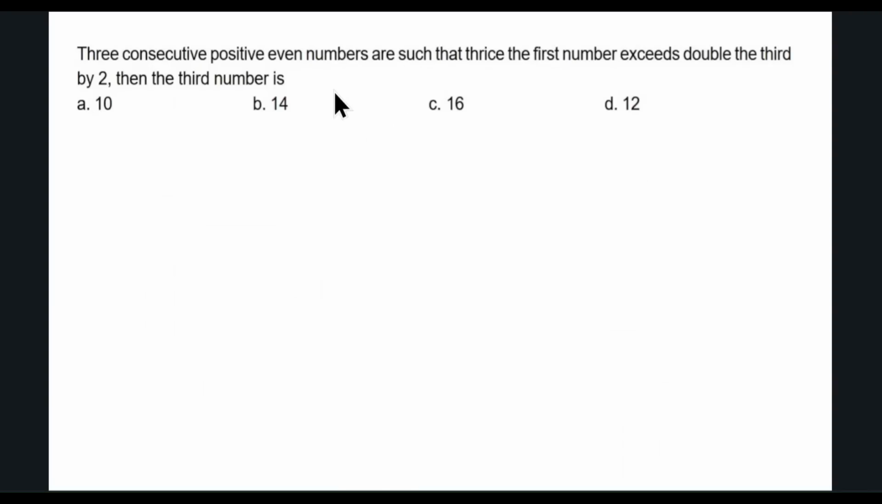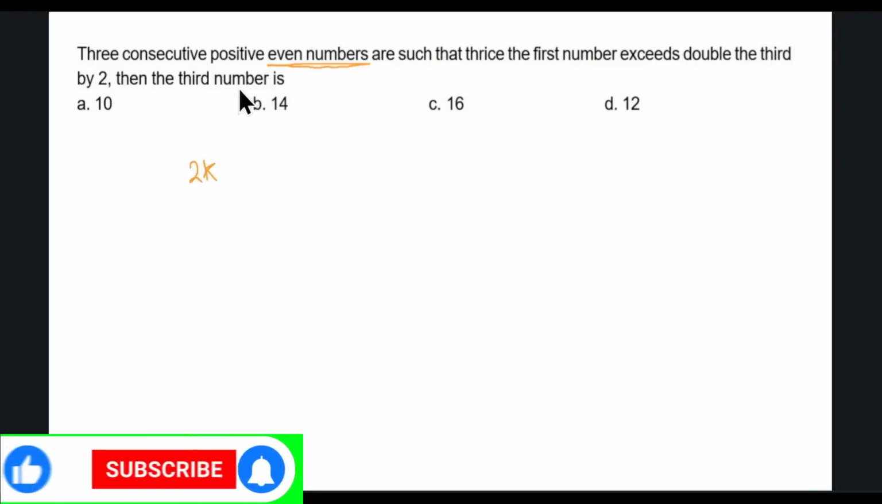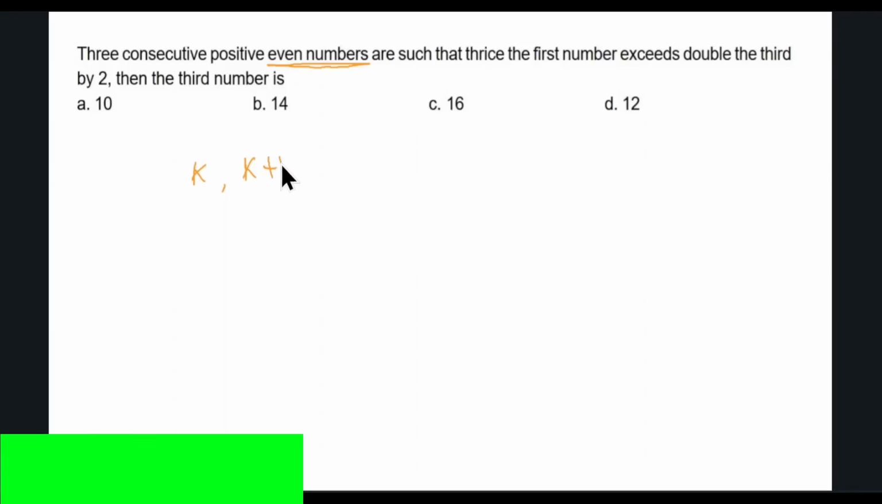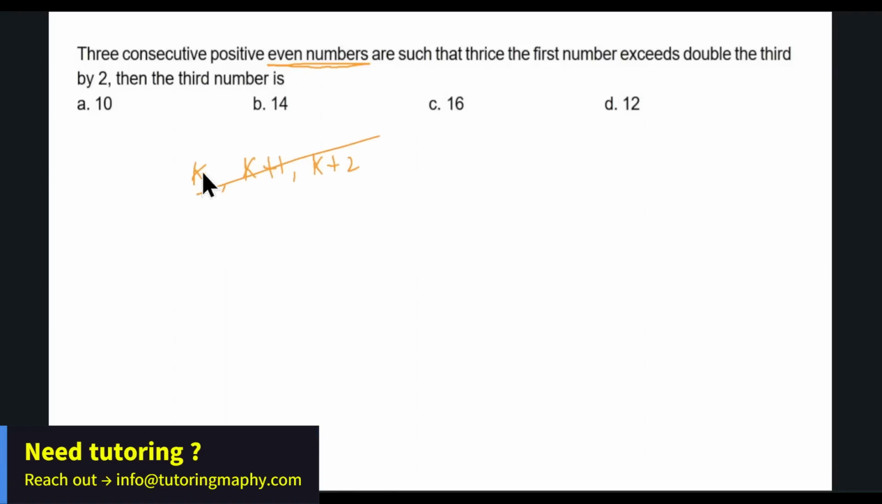Right, three consecutive positive even numbers. Notice even numbers are such that the thrice the first number exceeds double the third by 2, then the third number is? All right. The mistake that students usually make over here is, although they take the first number as 2k, because 2k is always an even number, or even don't bother yourself with 2k, they can just take the first number as k.